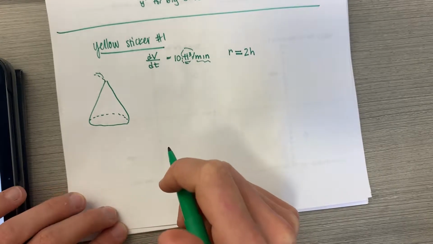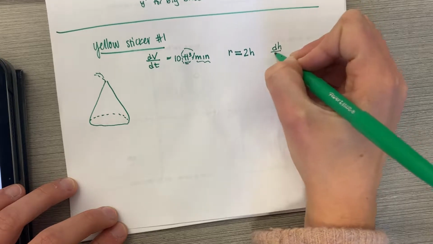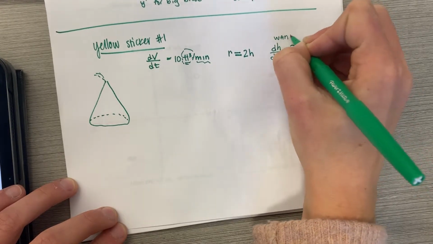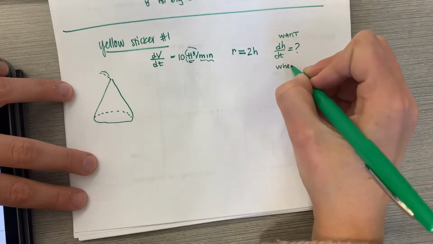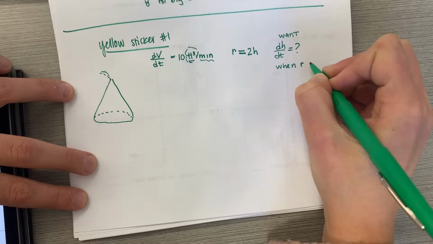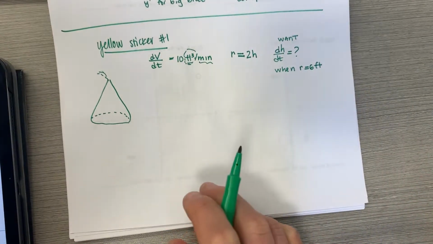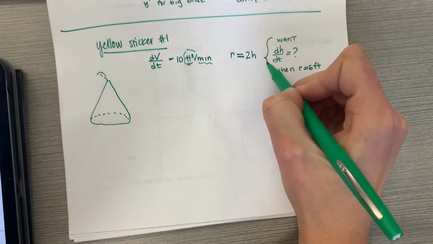Find the rate of change of the height. So that is dh/dt. We want this when the radius of the pile is 6 feet. And then, of course, put your answer into a sentence. This is what we want.